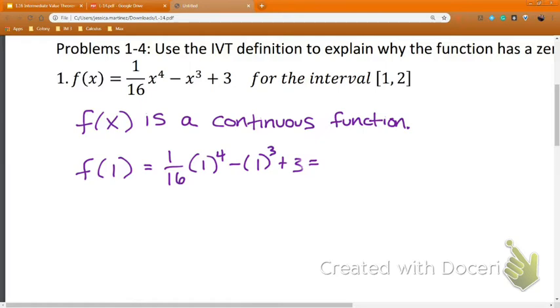We have 1/16 minus 1 plus 3, which is 2 and 1/16. Are we better with that? Perfect. 2 and 1/16. Or if we want to write that as an improper fraction, that'd be 33/16.